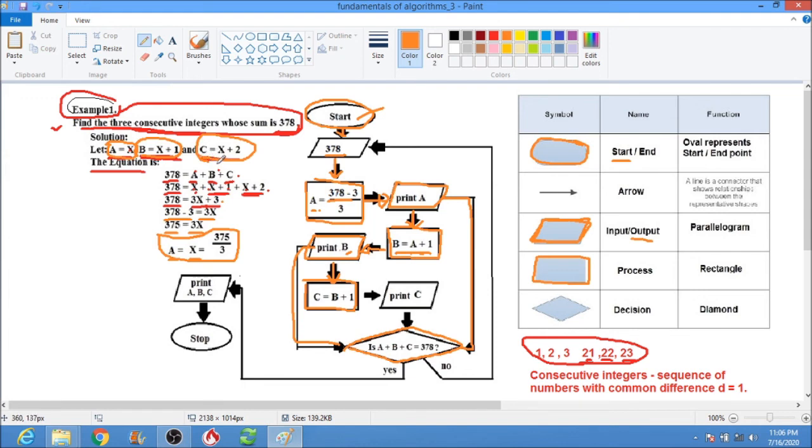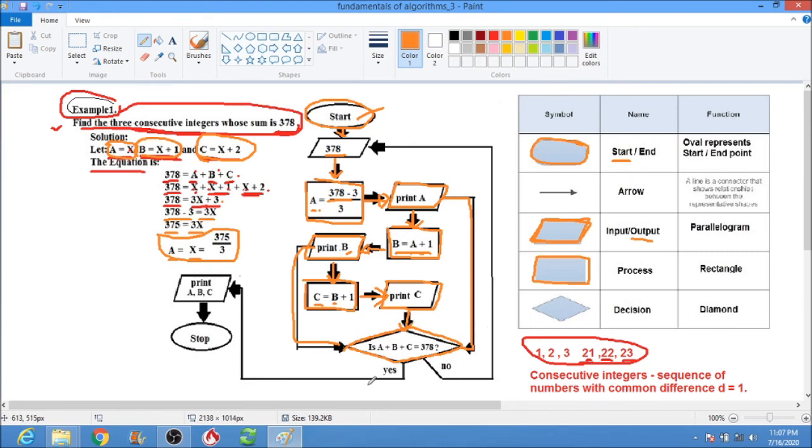C, therefore, in terms of B, we are going to solve C in terms of B. So B plus 1 equals C. Then we print the output. This is the output, another parallelogram, and then print C, and then go to your diamond for the decision.